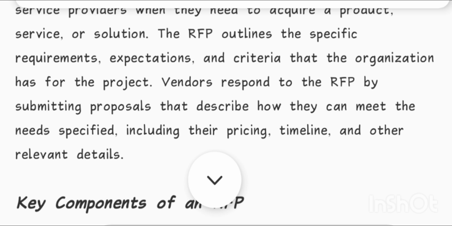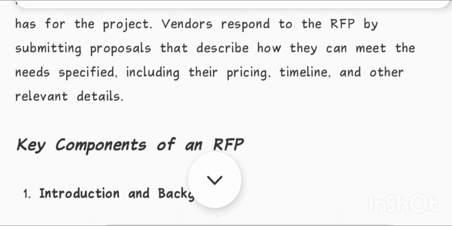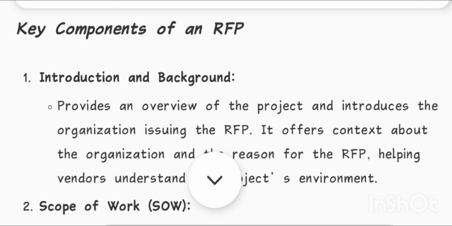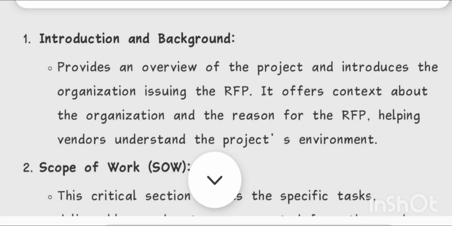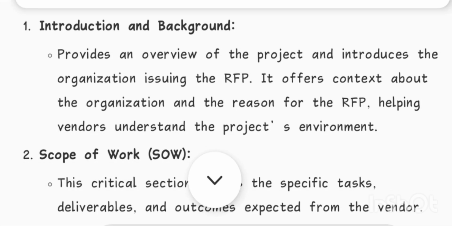Vendors respond to the RFP by submitting proposals that describe how they can meet the needs specified, including their pricing, timeline, and other relevant details. Key components of an RFP. 1. Introduction and background. Provides an overview of the project and introduces the organization issuing the RFP. It offers context about the organization and the reason for the RFP, helping vendors understand the project's environment.